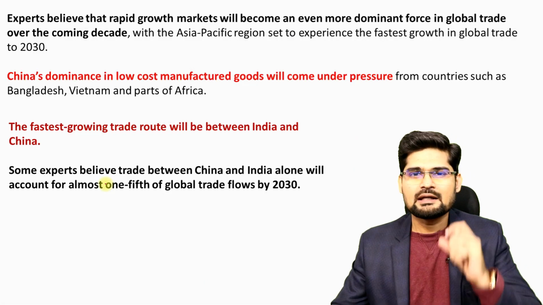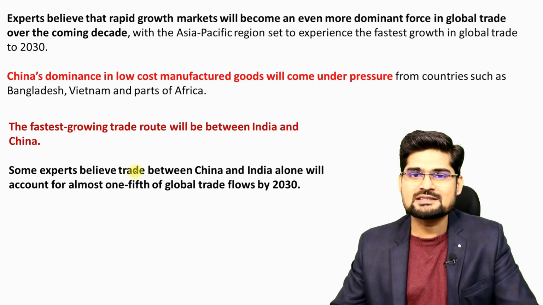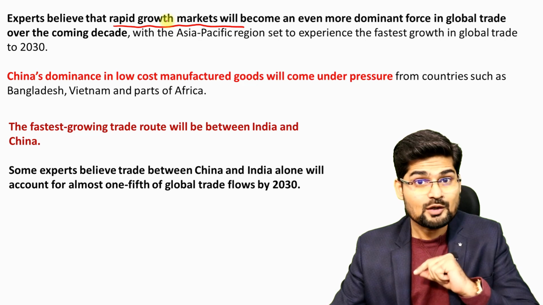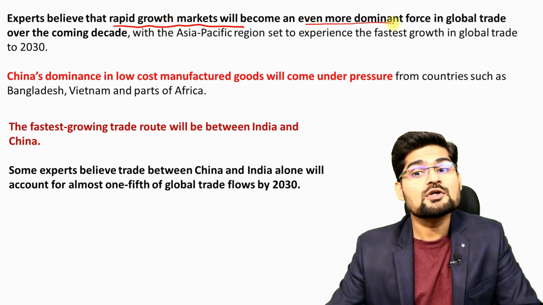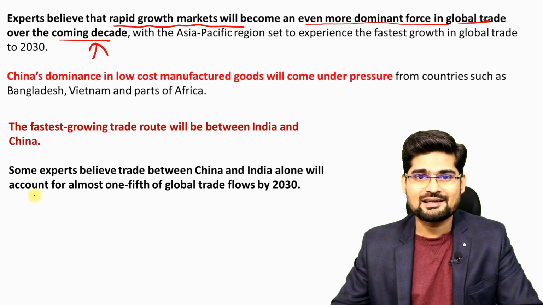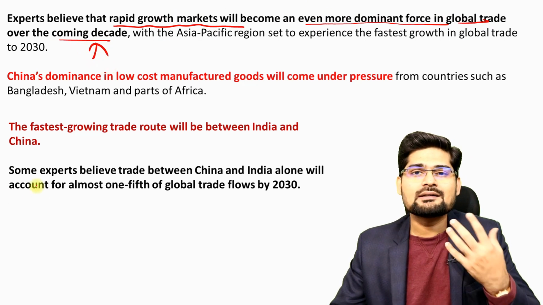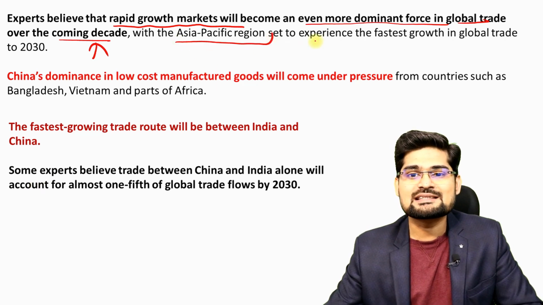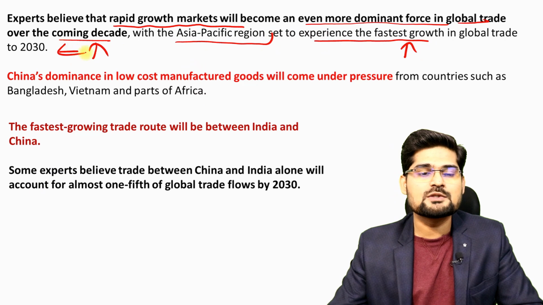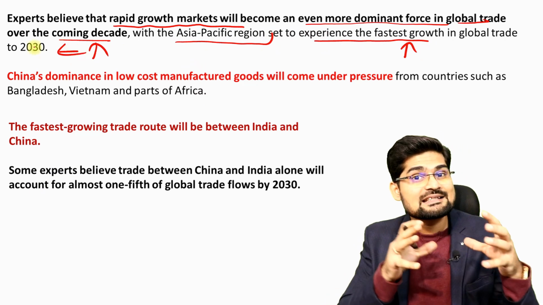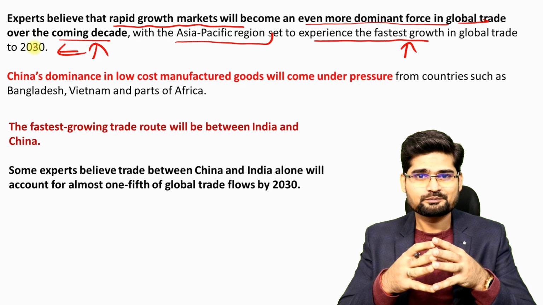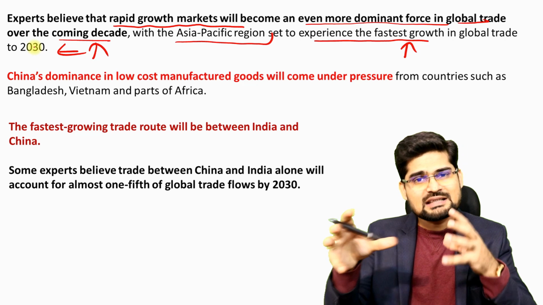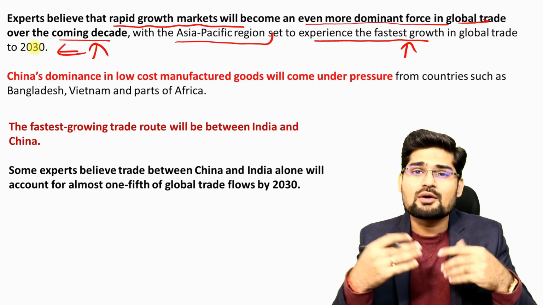So what do you observe? Experts or people who research on these, the economists or world traders, believe that rapid growth markets, right now, will become an even more dominant force in global trade over the coming decade. So the coming decade is going to be ruled by international relations, international economics, right? With the Asia Pacific region set to experience the fastest growth of global trade by 2030. So now understand Asia Pacific, we say Indo-Pacific region, right? Association of Southeast Asian Nations and also the Australasian region. Now this region is going to dominate the world according to all researchers.